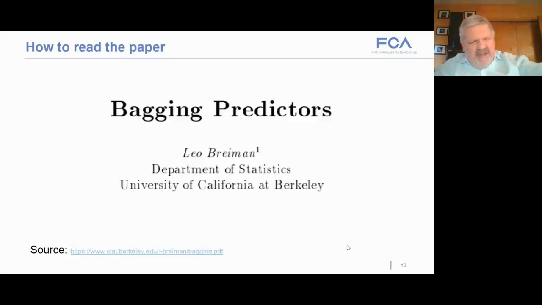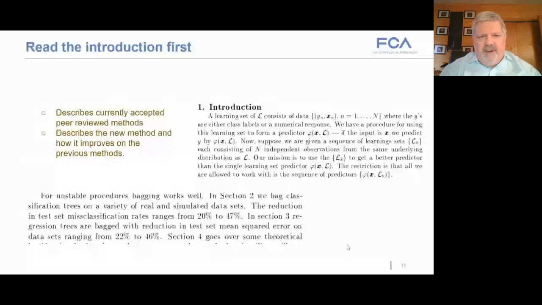So here's an example of another paper. This is a machine learning process. This is something called bagging predictors. It's written by Leo Breiman. This is an older paper, but it has been widely used in machine learning ever since it was first written. This is a landmark paper. So let's have a look at Breiman's paper.